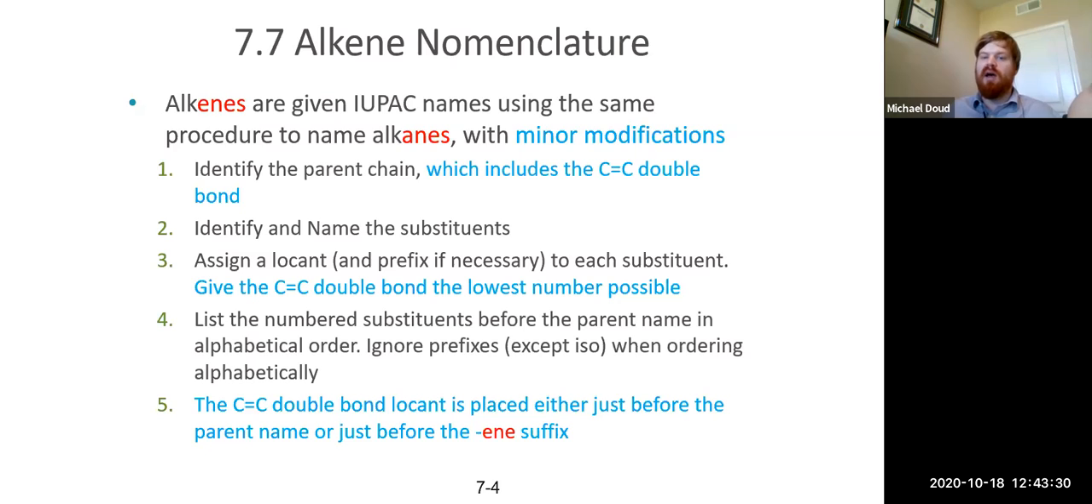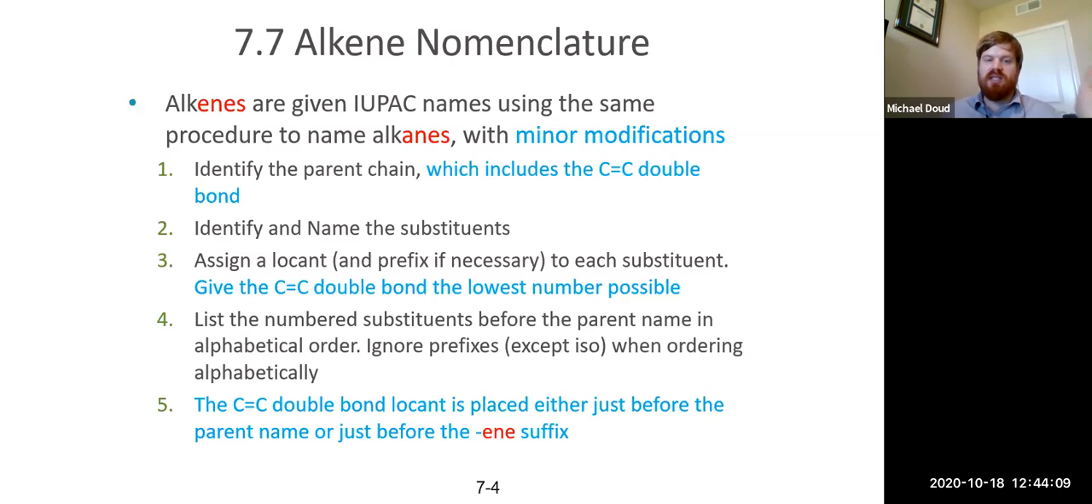Next up, you're going to number the parent chain. The only difference here is that the carbon-carbon double bond is going to determine which way you're going to number it. In other words, you're going to number the parent chain starting from the side that's closer to the double bond. Sorry, thinking about in and out. Even if you have a substituent on the complete other side of the molecule, you're always going to start from the side that's closer to the double bond.